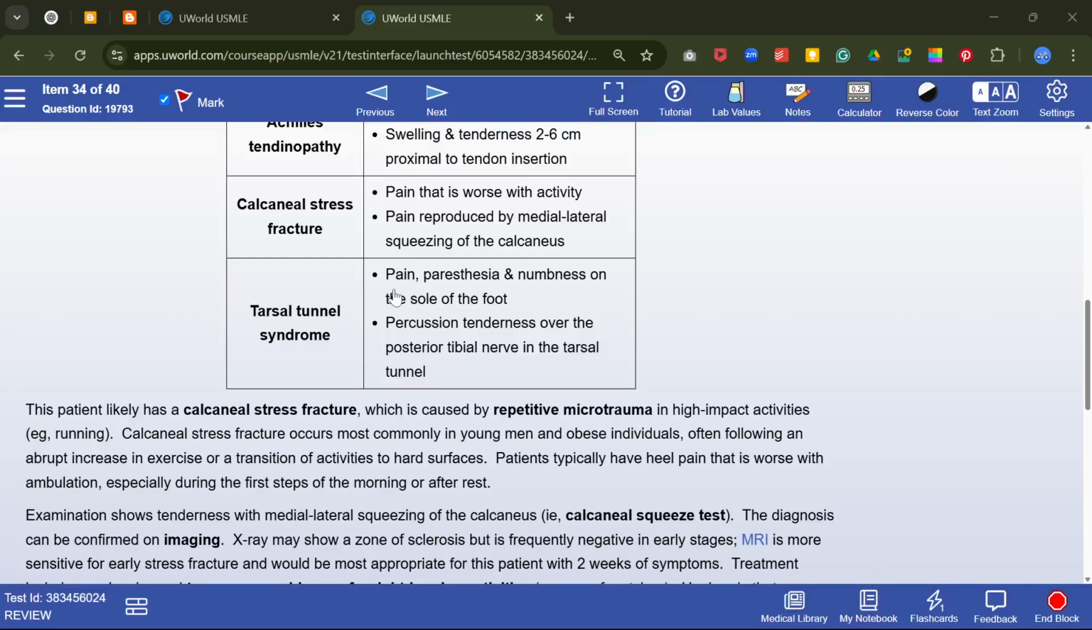In tarsal tunnel syndrome, there is pain and paresthesia or numbness on the sole of the foot, and percussion tenderness over the posterior tibial nerve in the tarsal tunnel.